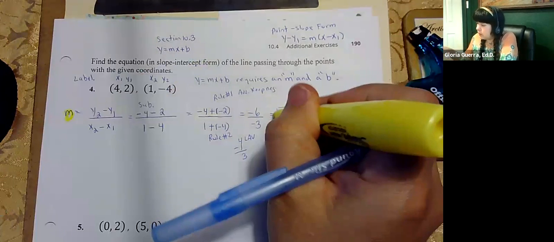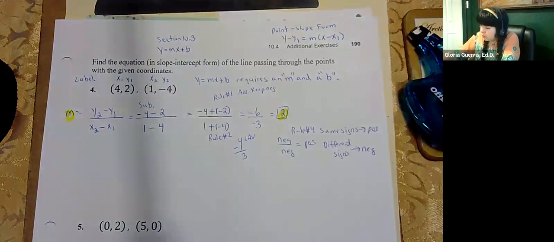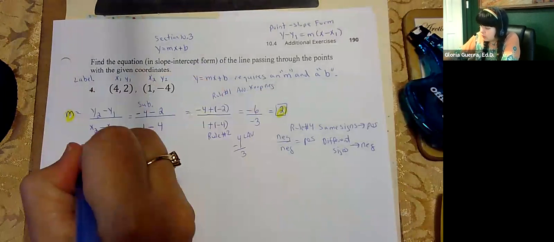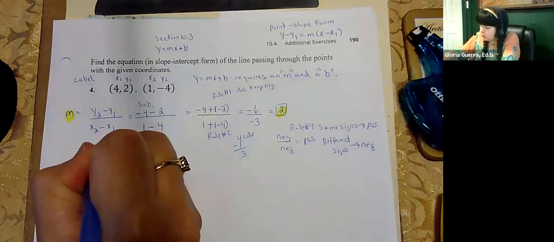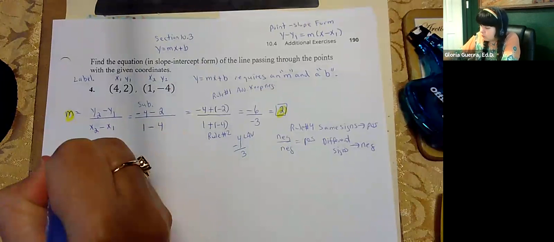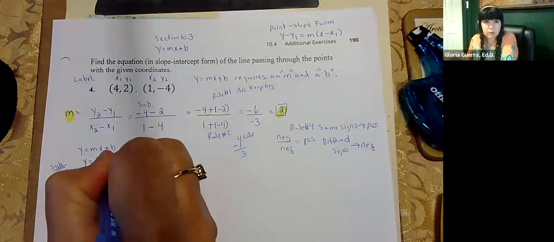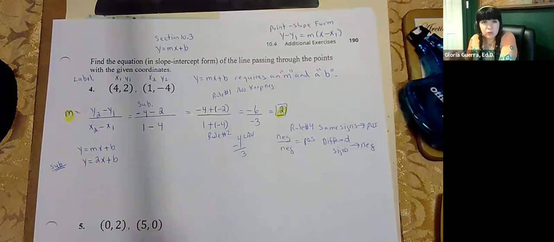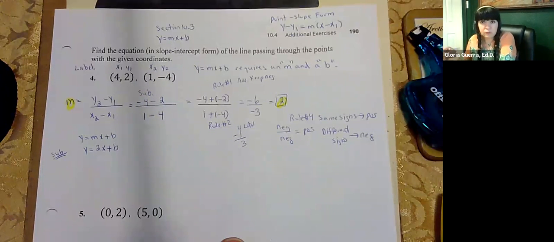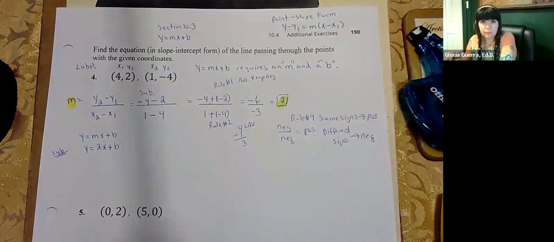So now you're making some progress. You know you have y equals mx plus b. Now you sub and you have y equals 2x plus b. So you substitute, and you're closer. You need to find b.